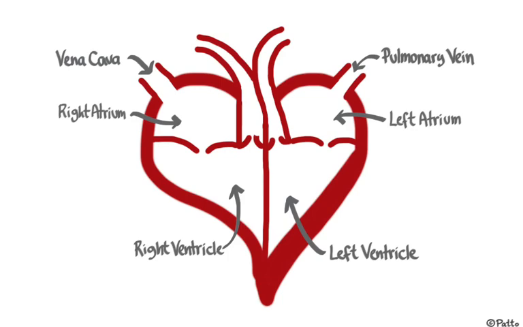Veins, by the way, they take blood in the direction of the heart. So this here, the vena cava, the blood gets into there. The pulmonary vein, the blood gets into there, coming from the lung. Pulmonary, pulmão, they come from the lungs. Okay.